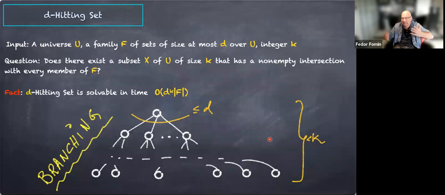So this means, at every step, I perform polynomial time, right? So the running time of this algorithm is proportional to the size of the tree, D to the power K, times some polynomial, actually linear time, in the size of the problem.